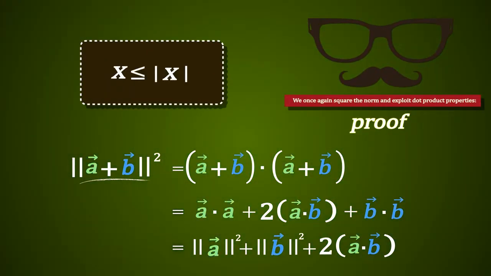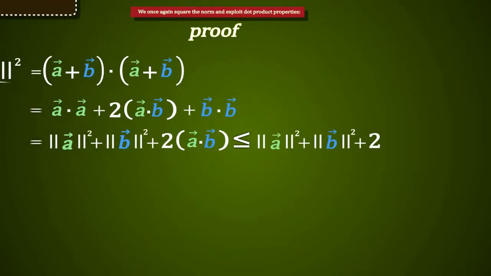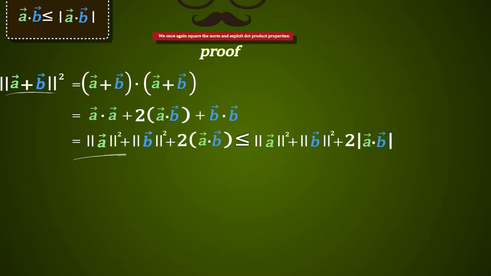Of course, any number is less than or equal to its absolute value, so in particular, a dot b is less than or equal to the absolute value of a dot b. Thus, the norm of a squared plus the norm of b squared plus 2a dot b is bounded above by the norm of a squared plus the norm of b squared plus 2 absolute value a dot b.